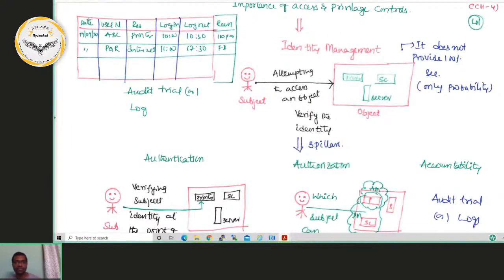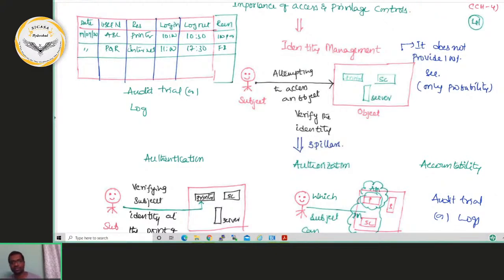It will always store the data in chronological order, date and time. So let us say on 19 September 2020, the username is ABC. He used a printer. He logged in at 10 o'clock, used the printer up to 10:30 and printed 100 pages. Whatever you do on the network will be tracked using this audit trail. This audit trail is also called a log.